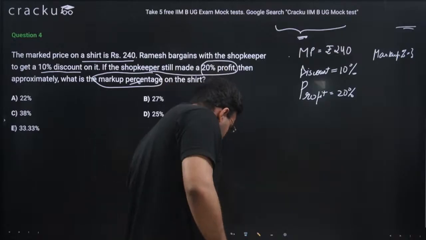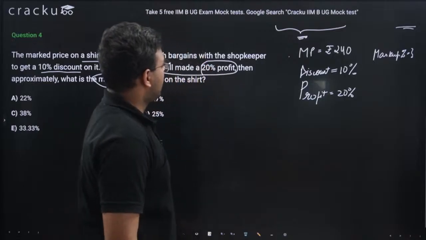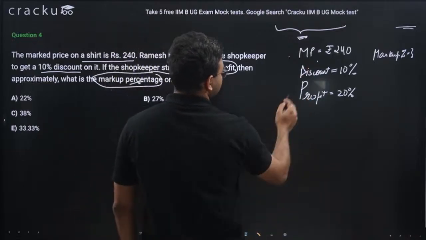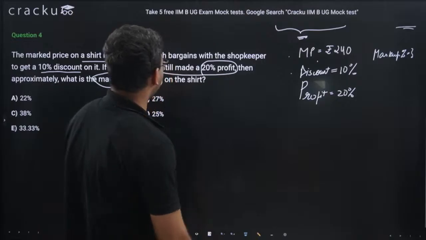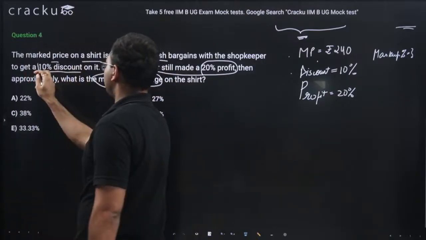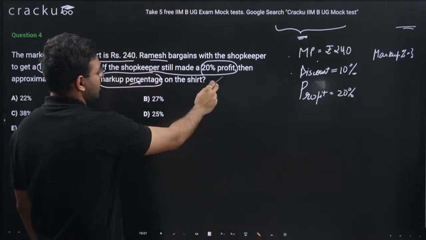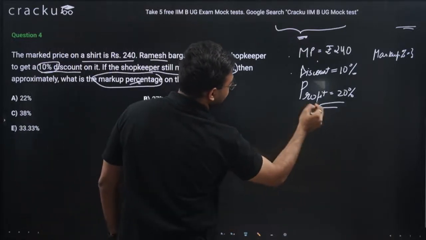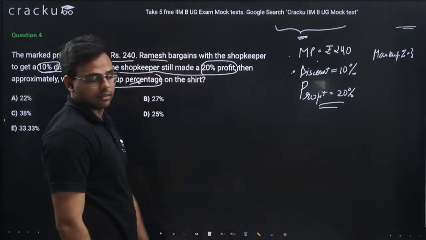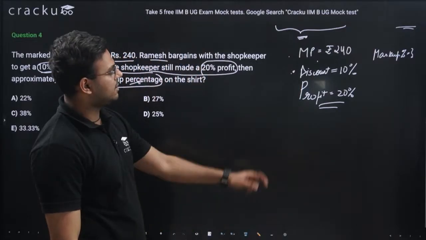Okay, there are no doubts, so let's continue this one. The mark price is rupees 240. We are given that Ramesh bargained with the shopkeeper and got a 10% discount. Also, the shopkeeper still made a 20% profit. It's given that even after this discount, he made a profit of 20%. What is the markup percentage?